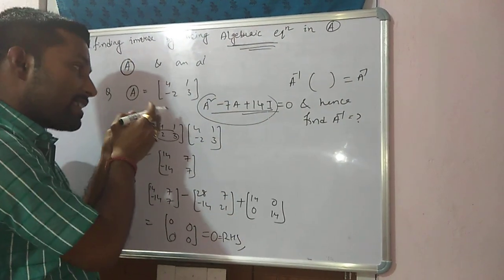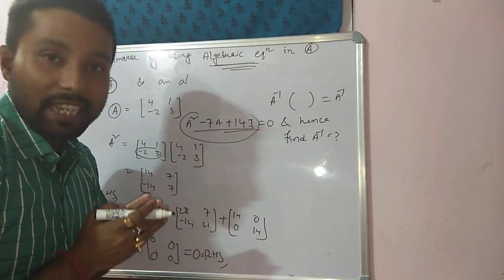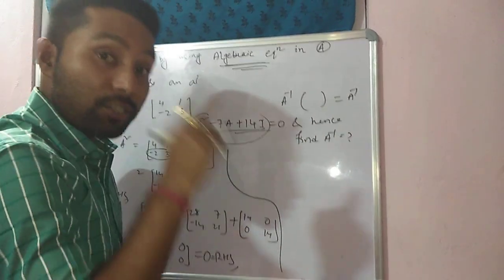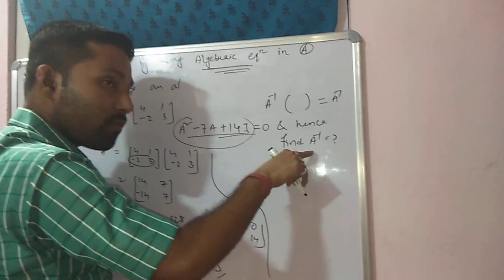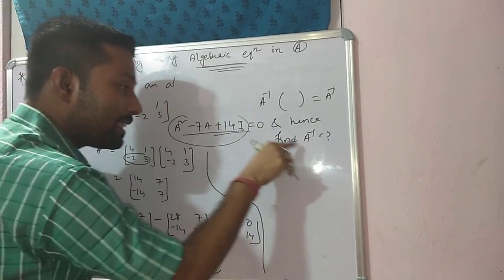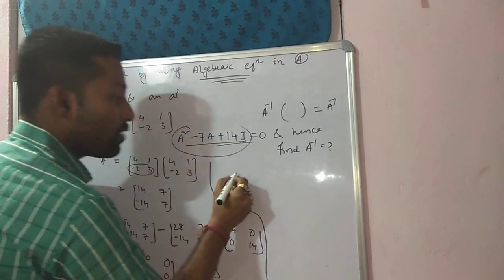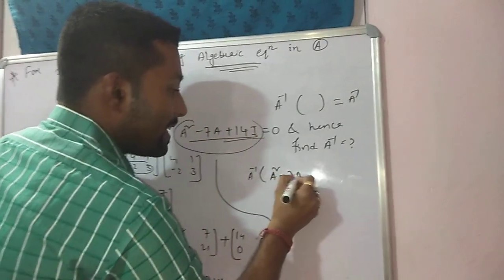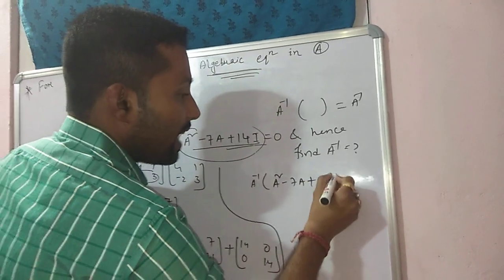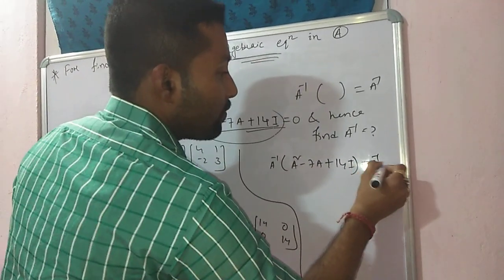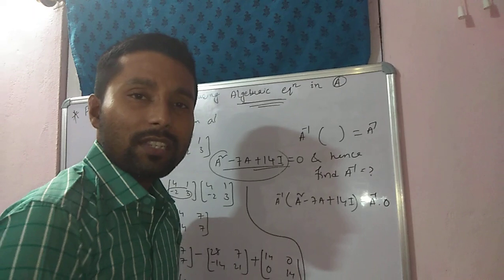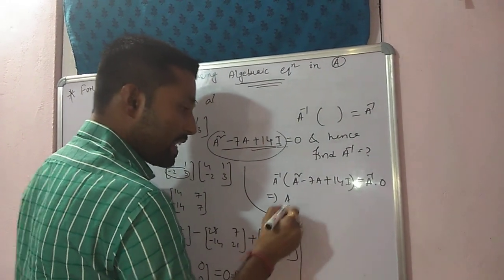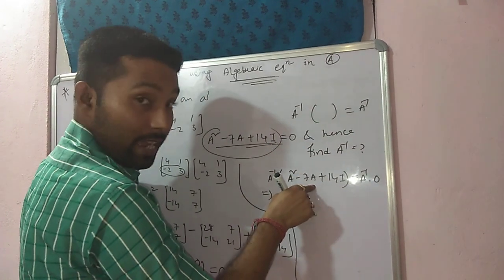If the matrix satisfies the algebraic equation, then only we can find the value of A inverse. And to find the value of A inverse, what do we have to do? You have to multiply A inverse on both sides of this equation. So A inverse into A square minus 7A plus 14I is equal to A inverse into 0. Simple. A to the power minus 1 into A to the power 2 is A.